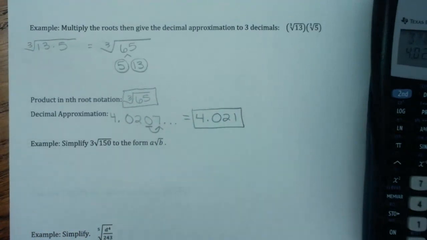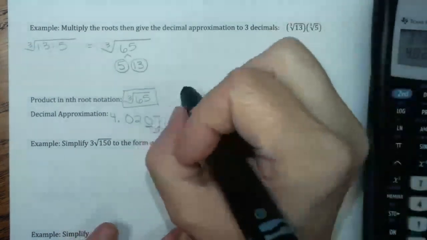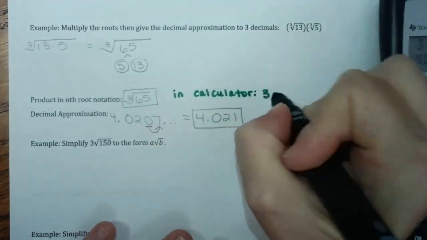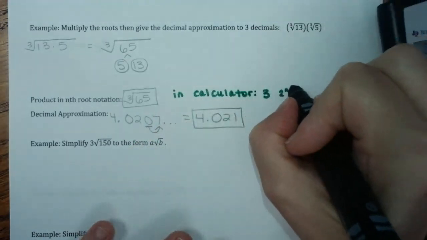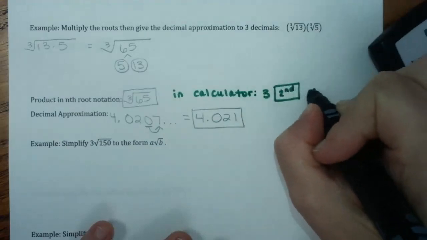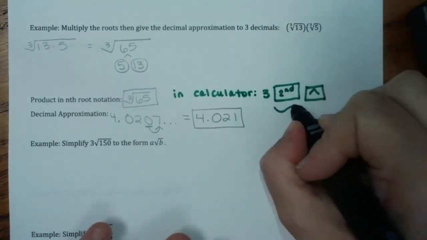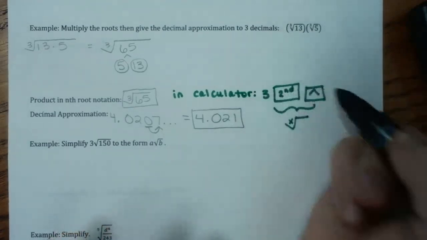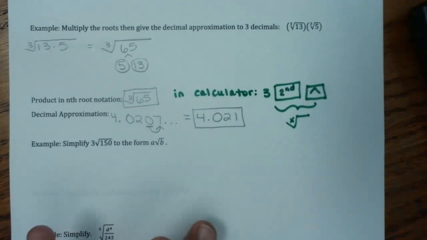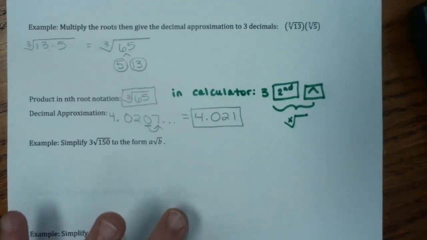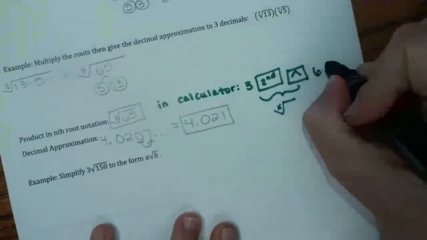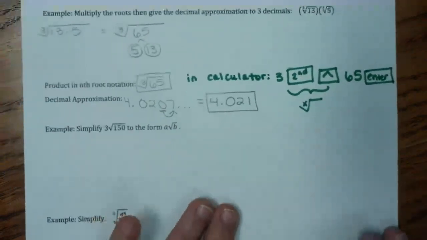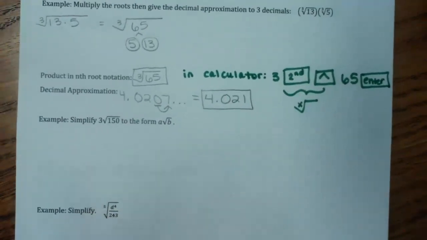So let me write a little note on how you plug that into our calculator. In our calculator, we plugged in 3, and then we hit the second button, and then our caret button. And this gave us the x root. So we can do the same thing. If it was the 4th root, we type in 4, and then we would hit the second caret button. If it was the 5th root, we type in 5, and then the second caret button. And then we typed in 65, and then press enter. And that's how we got to the cube root in our calculator.